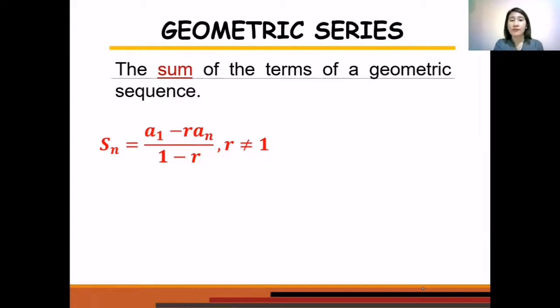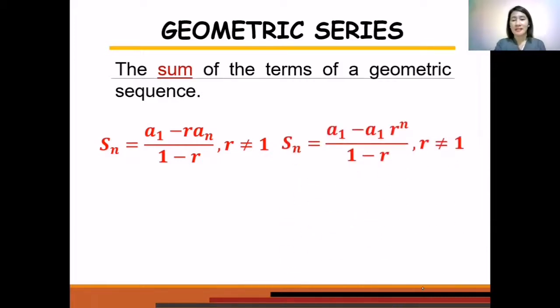That is if your common ratio is not 1. Okay? We cannot have 1 as your common ratio for this problem because you're going to have 1 minus 1 equals 0. And we know that any number divided by 0 will be undefined. Okay? This is another formula used. You have a sub 1 minus a sub 1 multiplied by r raised to n, okay, over 1 minus r, wherein r again should not be equal to 1.